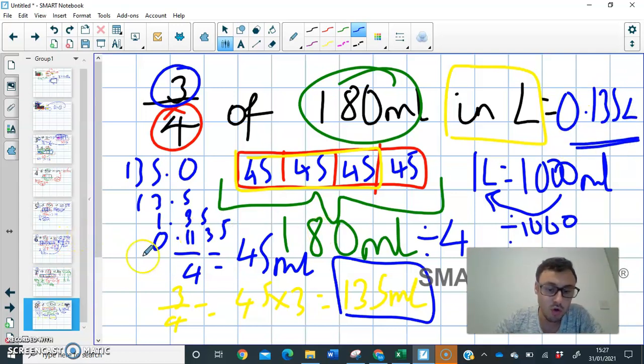So you do need to do multiple steps of working out. You do need to make sure you first of all divide the number by the denominator, divide by the bottom, times by the top, and then you need to do your unit of measure conversion as well. So you've almost got 2 or 3 steps you will have to do for this.